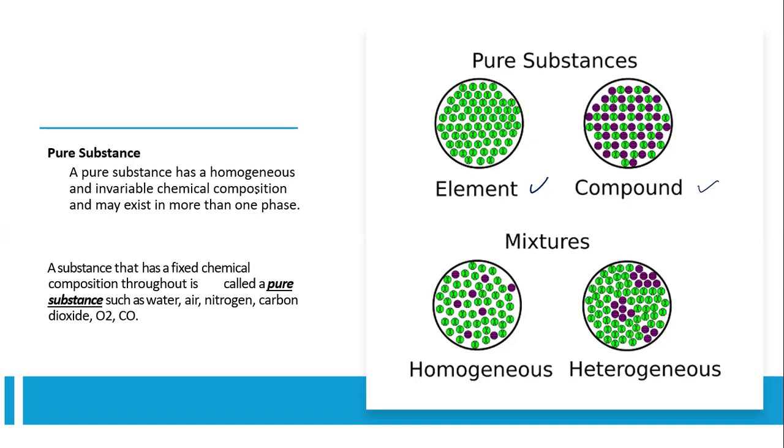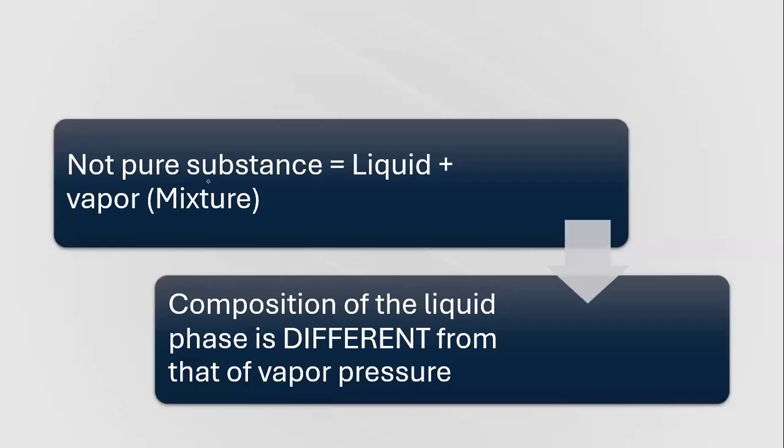But if two substances combine, I'll show you examples of a not pure mixture. I wanted to explain this. When you talk about a not pure mixture, for example, you can mix up a liquid and a vapor, right?